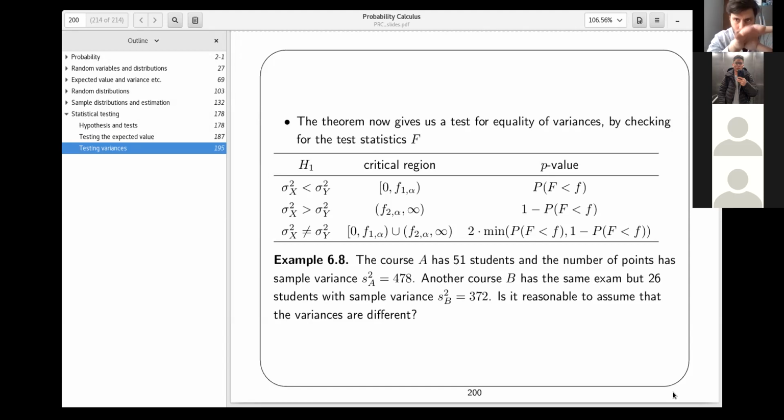So we can compare two courses. If they have different variances, then we know that the students coming into this course are more homogeneous than the students coming into this other course.